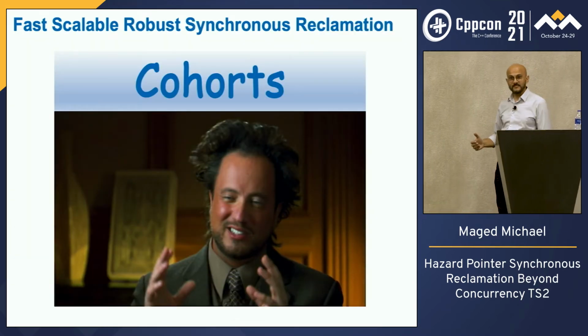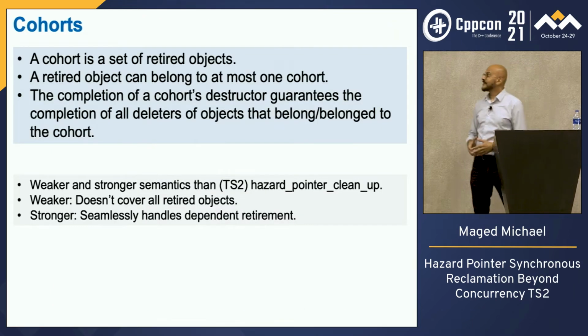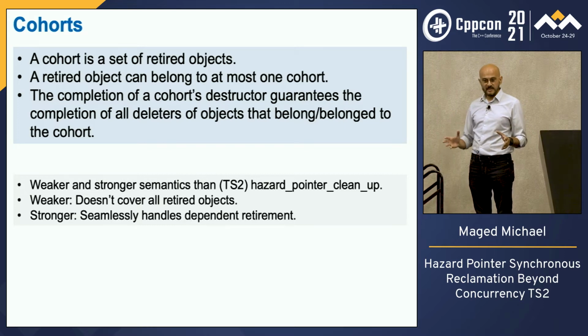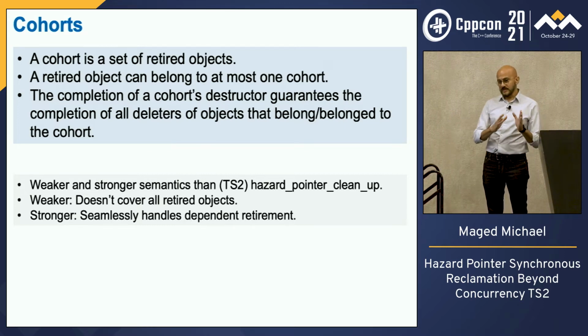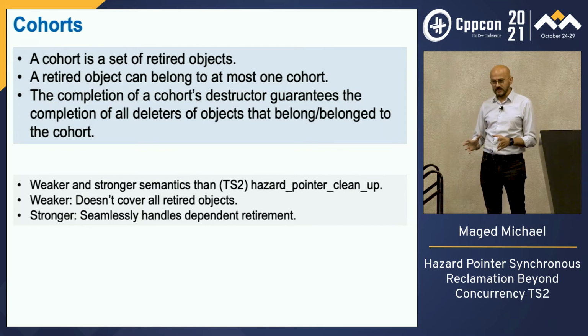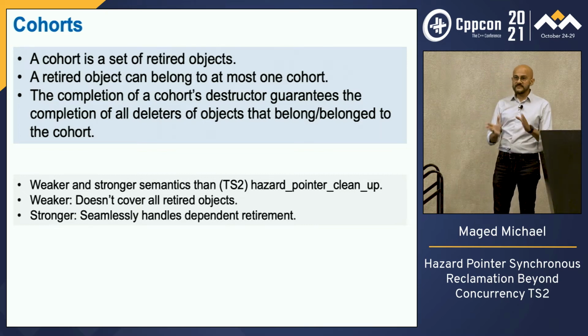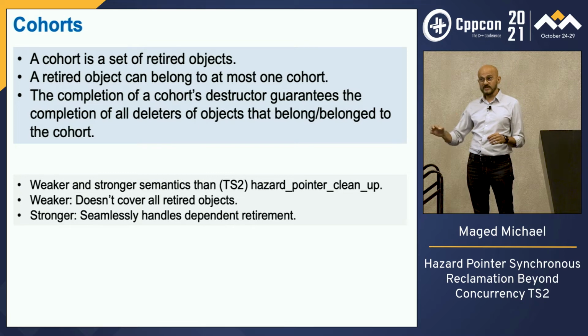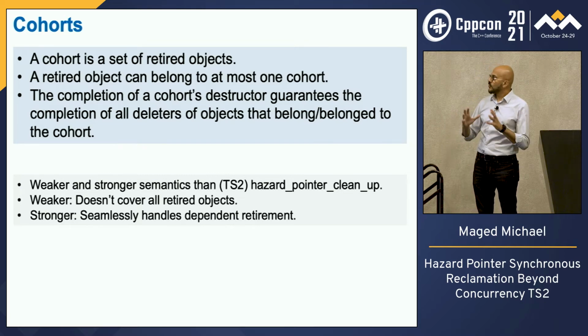So the answer is something called cohorts, and I'll explain that in a minute. A cohort is a set of retired objects. A retired object can belong to at most one cohort. And the guarantee of the cohort is different from global cleanup. The guarantee is that the completion of the destructor of the cohort guarantees that all the objects that ever belonged to that cohort, the destructors for these objects must have completed already.